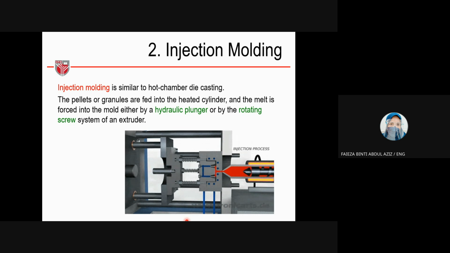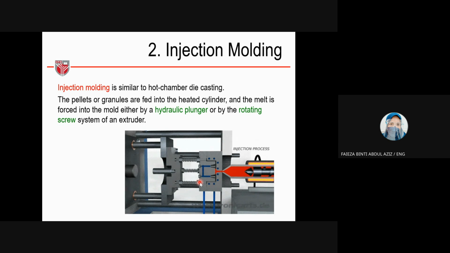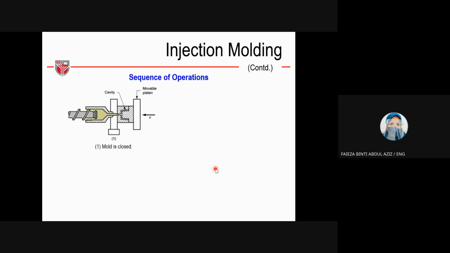Here make sure that you are familiar with which one is the die, which one is the cavity, core, which one is the gate, which is the runner. The following slides will explain in detail about the core and cavity. Here, just to show you that we inject, wait until cooling, and then we eject. So these are the sequence in detail.